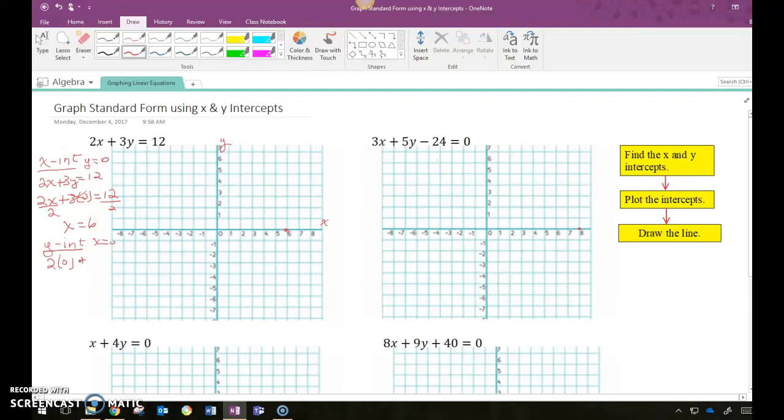Okay, so I've got 3y equals 12. 2 times 0 is 0, so I don't even really need to think about that. Okay, so here I'm going to divide by 3, so y equals 4. Okay, so my y-intercept is up here at 4. 1, 2, 3, 4. All right, and so now I'll draw my line from one intercept to the other. And let me stretch this out a little further across the graph as if I've got a ruler. And there's my graph of 2x plus 3y equals 12.